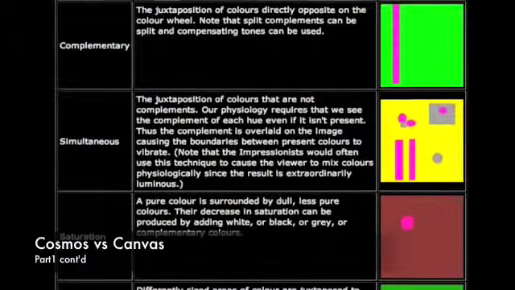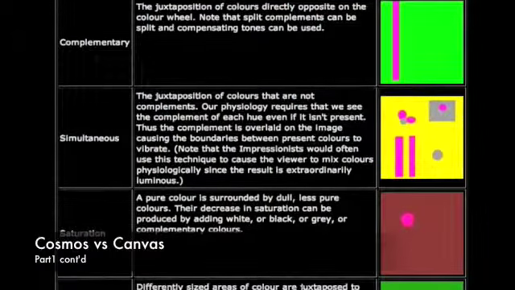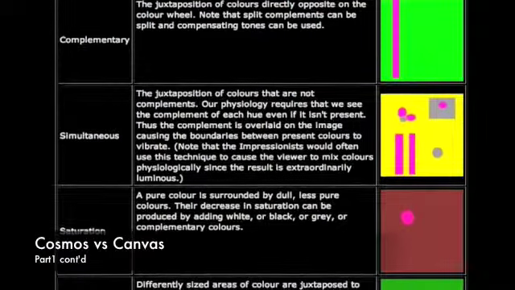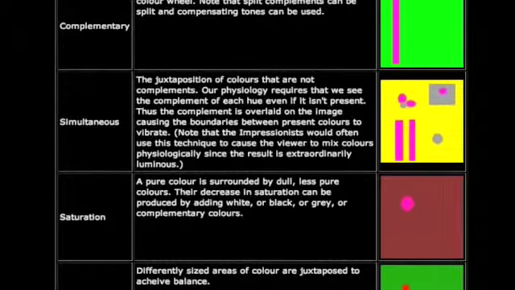Then we have the complementary color contrast, where you pick something directly across on the color wheel. And then this is a really interesting one. This is a simultaneous color contrast. This is used by Van Gogh. This is used by the Impressionists.